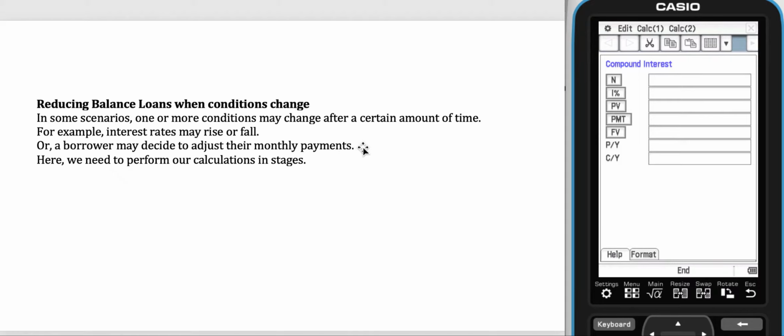Maybe they're realizing that they can afford to pay a little bit more each month, or that they're struggling to make the payments, so they reduce their monthly payment. It might be that they want to have their loan paid off a bit quicker, so they adjust their payment. There are lots of different things that can change throughout the course of a loan. And in those questions, we have to use Finance Solver in multiple steps. So let's have a look at how that can work.